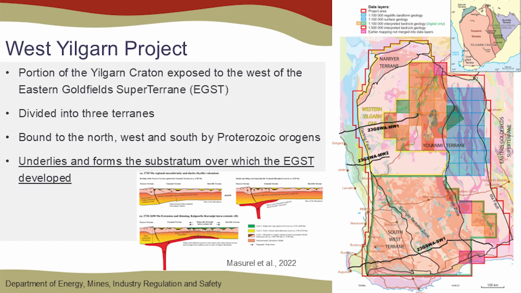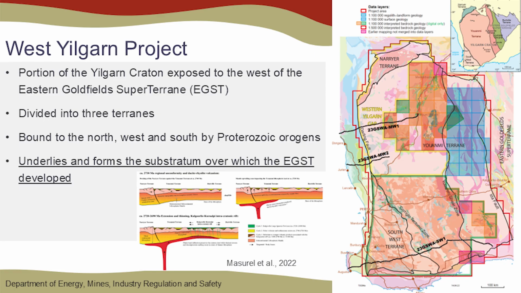So the West Yilgarn project, the West Yilgarn is the portion of the Yilgarn craton that is exposed to the west of the Eastern Goldfields superterrane. And we divide it into 3 terrains. We've got the narrower terrain to the north, then the UNME terrain that forms the main part of the West Yilgarn, and the southwest terrain through here. The whole West Yilgarn has been affected by Proterozoic modifications on its margins, and it's bounded by the Capricorn orogen to the north, by the Pinjarra orogen to the west, and the Albany-Fraser orogen in the south.